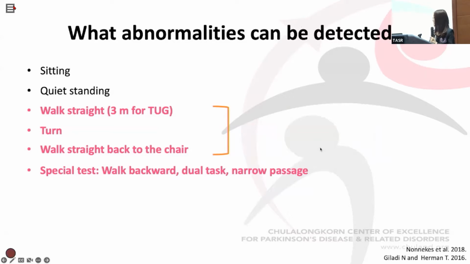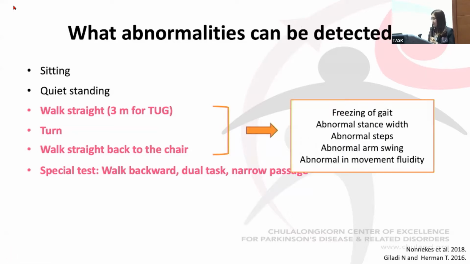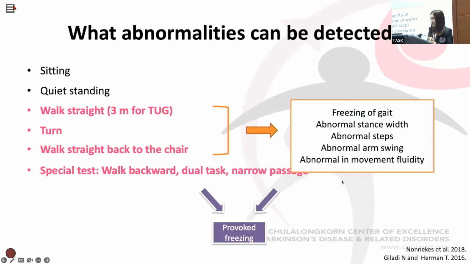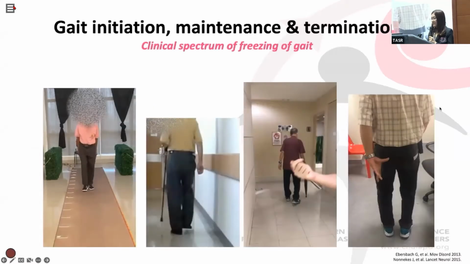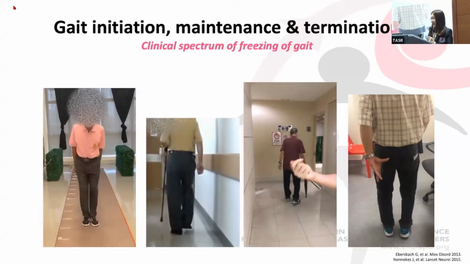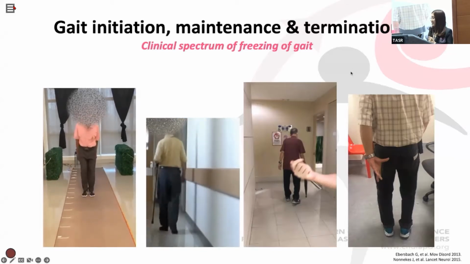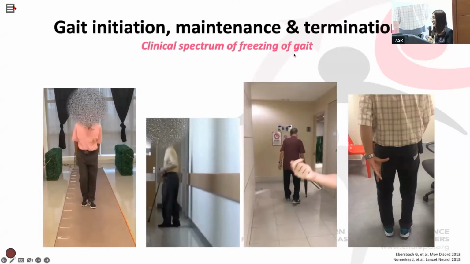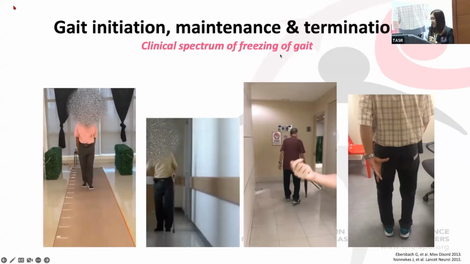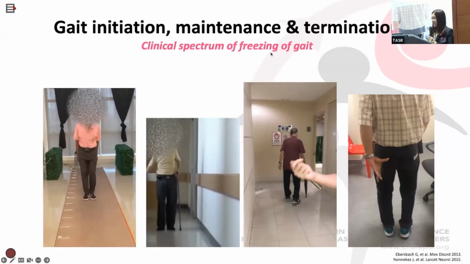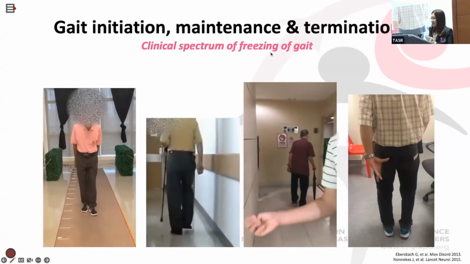So what abnormalities can be detected? They're listed as following. So let's see the details of abnormalities for the differential diagnosis. And the first one is the freezing of gait. Abnormalities of gait initiation, maintenance, and termination can be observed as freezing of gait. Freezing of gait is defined as a brief episodic inability to generate effective steps despite the intention to walk.